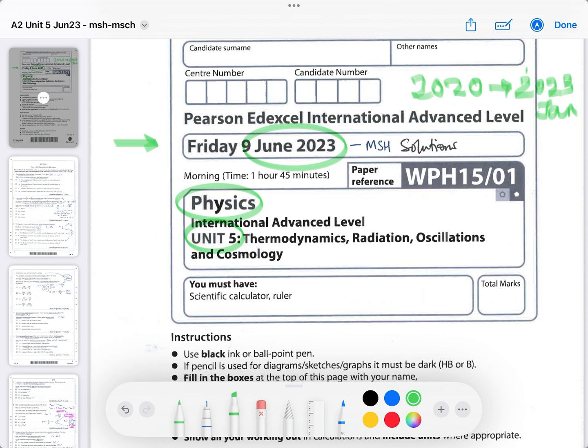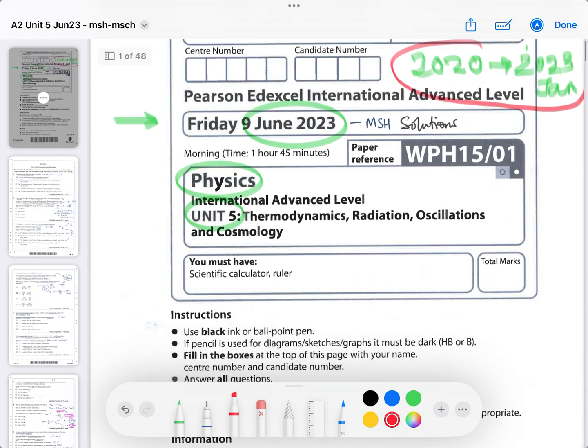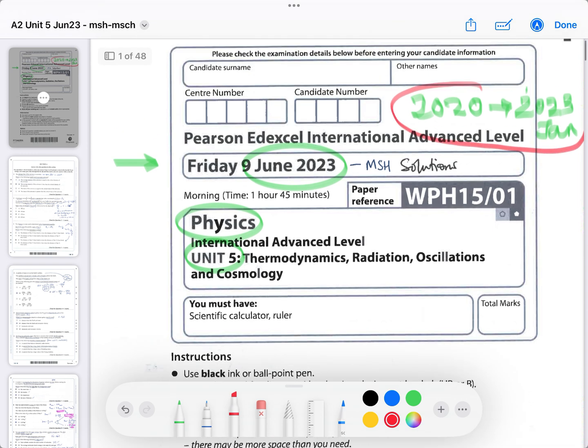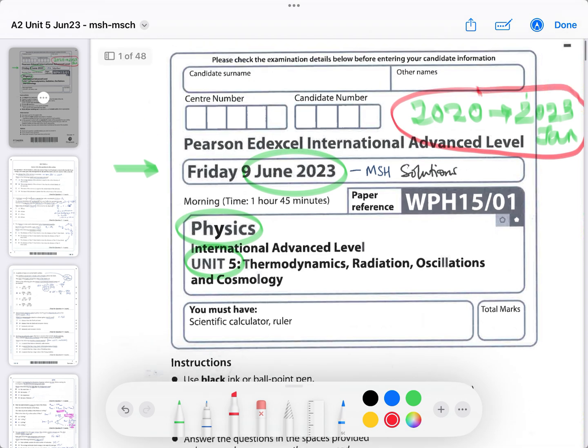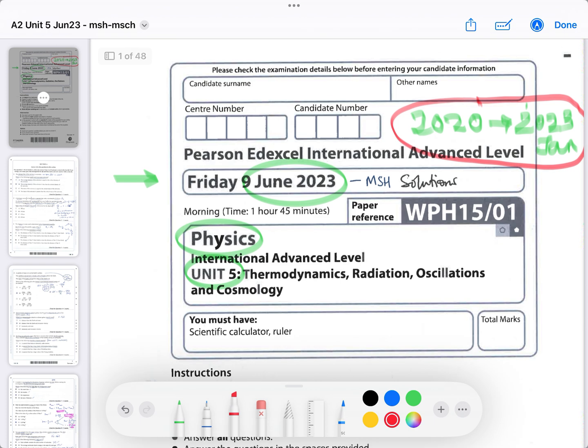So you shouldn't use grade boundaries from 2020, from whenever the first exam was, till January 23. The grade boundaries are not reliable.